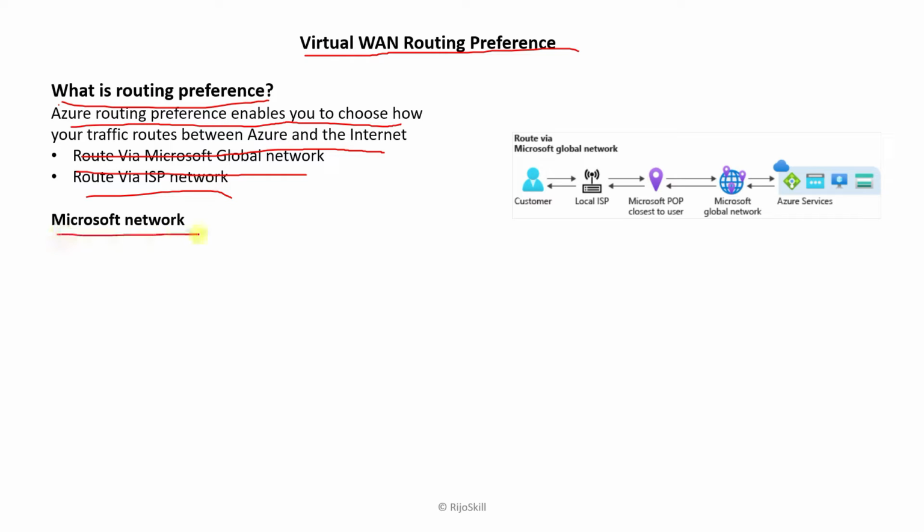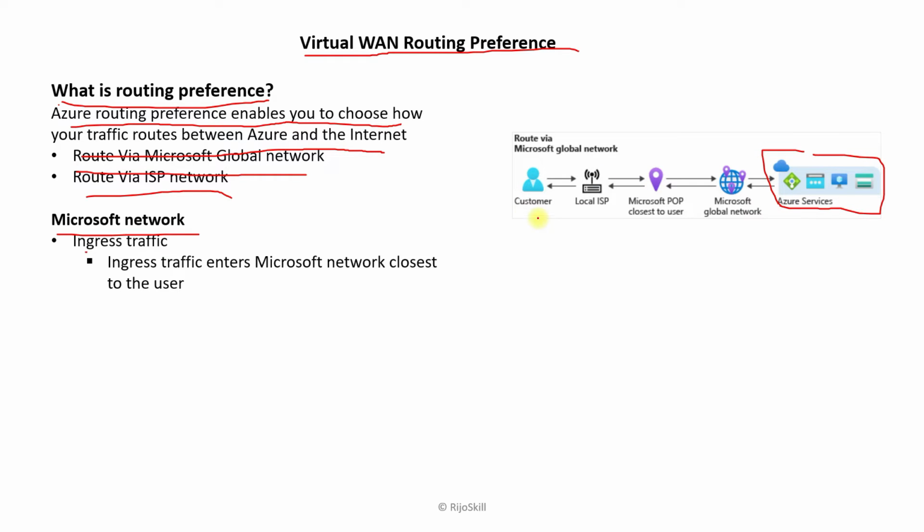What is Microsoft network routing? The ingress traffic will pass through to your remote Azure service. For example, your Azure service is here, so a user needs to connect to your Azure service. The traffic will first reach your ISP, that is the ingress traffic. Then after that it will go to the Microsoft POP closest to it, because of the point-to-point network of the Microsoft global network. So it enters that network, then the traffic passes through the Microsoft global network to reach the Azure service.